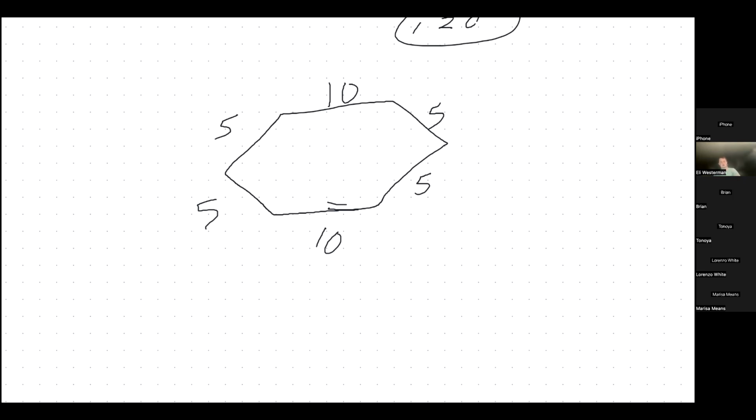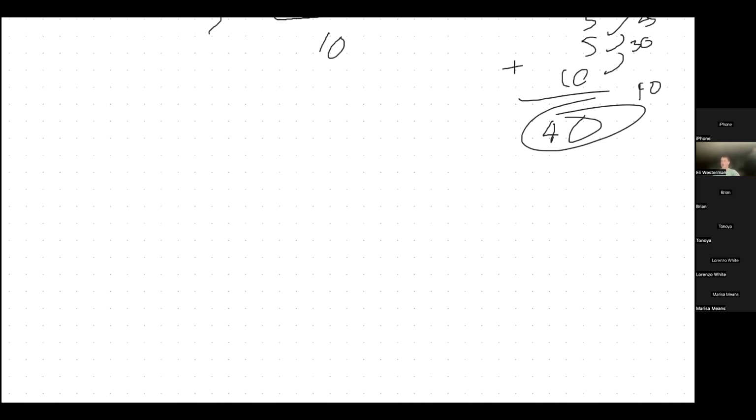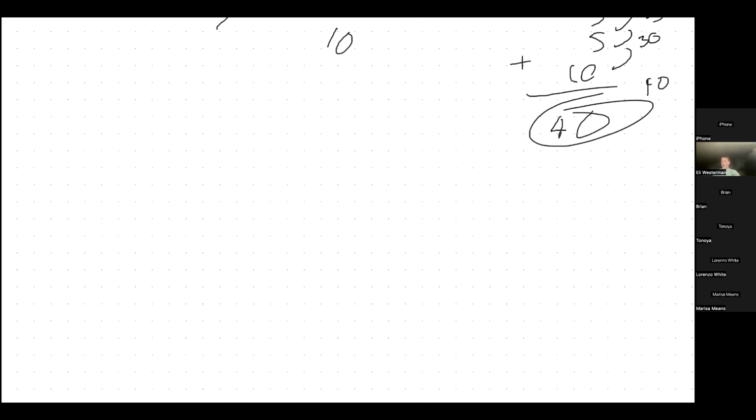All right. So to find the perimeter, we have to add up all the sides. So we have 5 plus 5 plus 10 plus 5 plus 5 plus 10. So 5 plus 5 is 10, plus 10 is 20, plus 5 is 25, plus 5 is 30, plus 10 is 40. So 40 is the answer for this weird farmer who wants a field shaped like a hexagon. All right, let's move on from this.